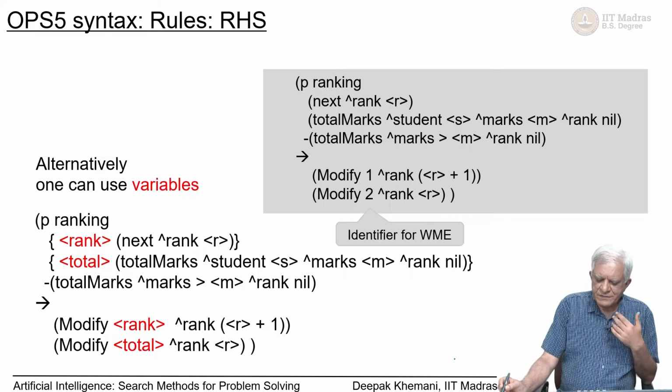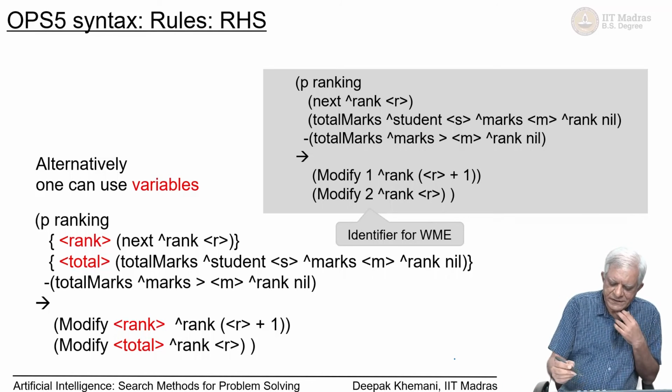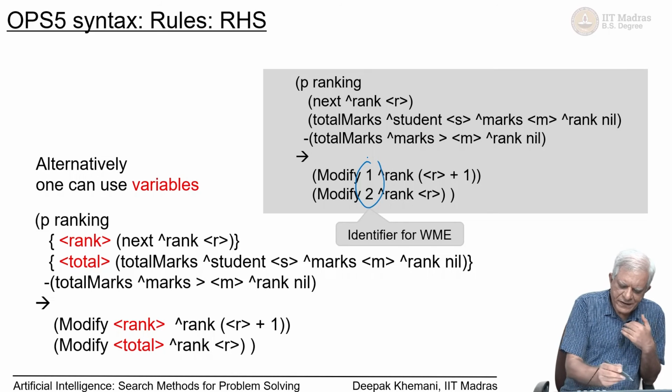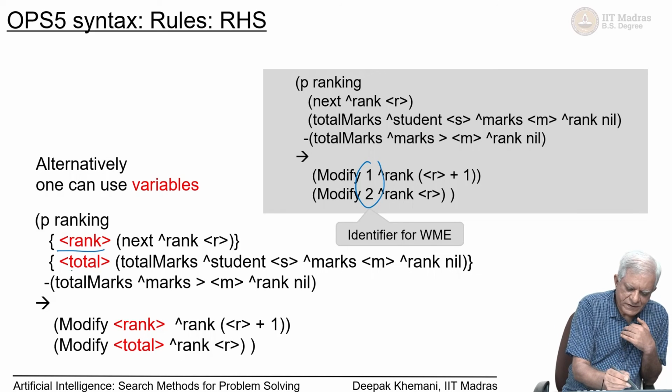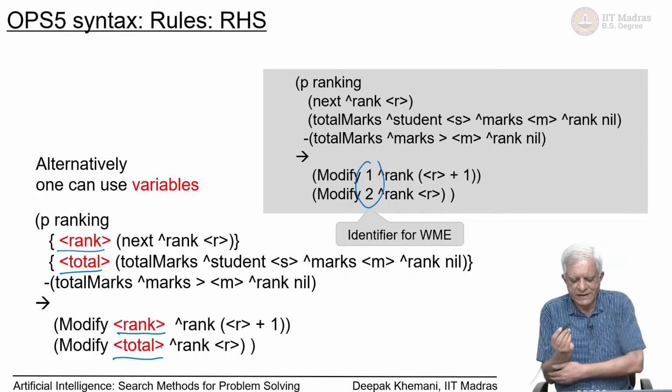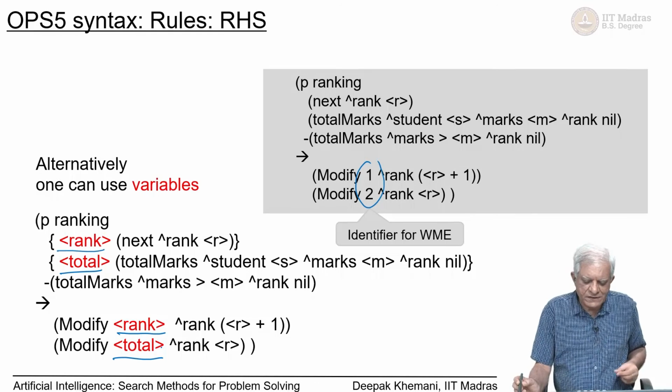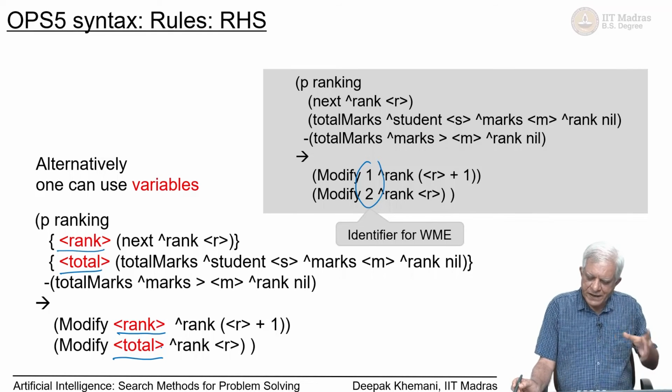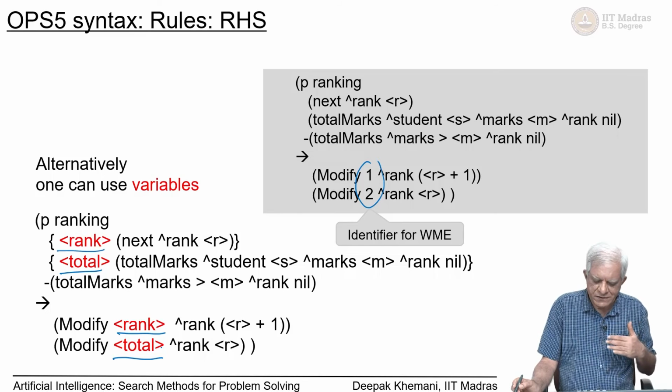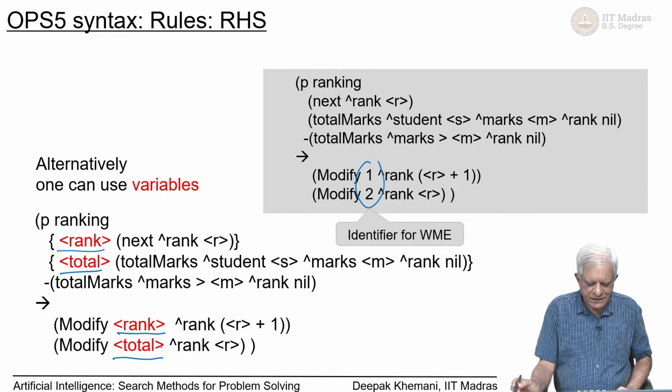We can also use an alternative syntax. Instead of identifying the working memory element from the matching pattern, that pattern number 1 or pattern number 2, we can actually give names to patterns. So, we say this is a rank and this is a total, and then we can say modify rank and modify total. It is just an alternative syntax which you may find useful, especially if you are going to be playing around with your rules and modifying them, and then you do not have to keep track whether it is the first pattern or the second pattern, you can remember them by the names essentially.